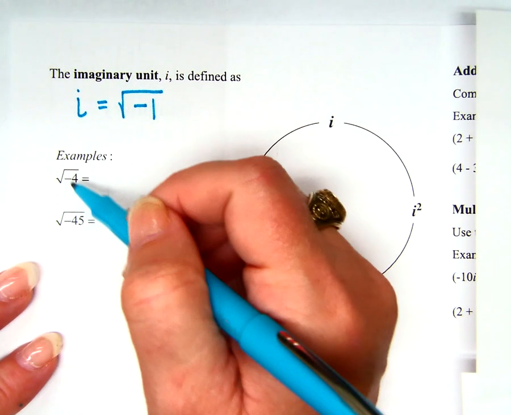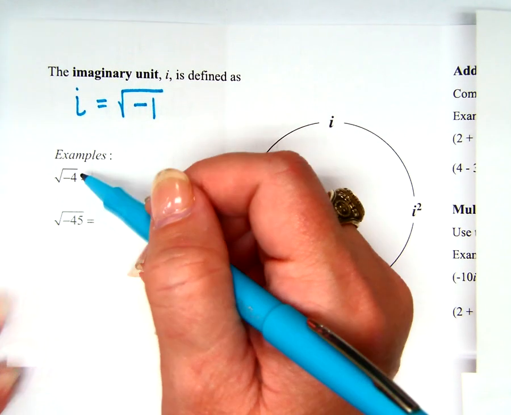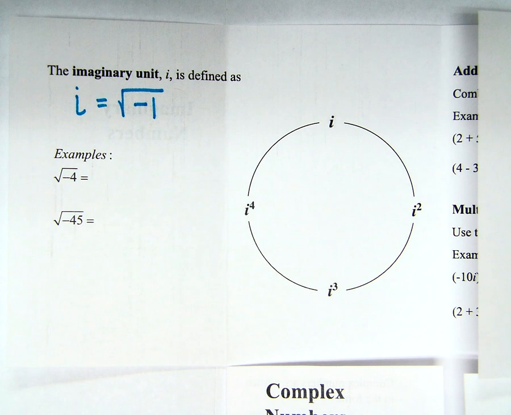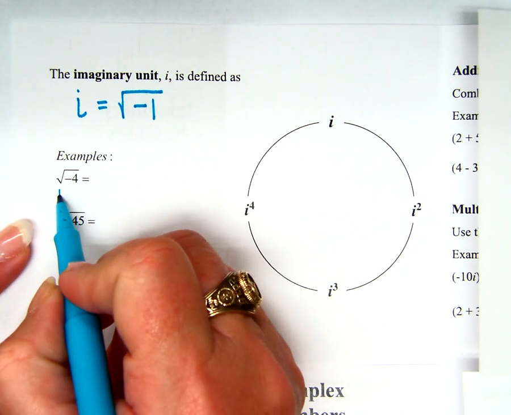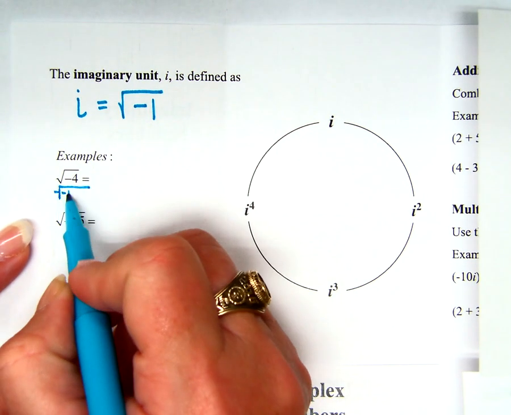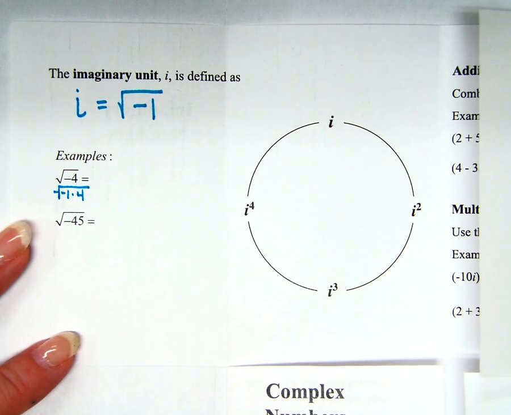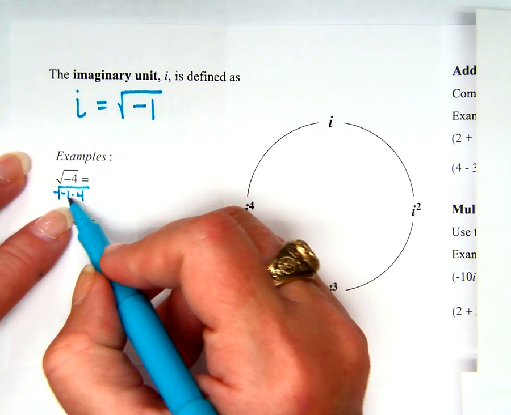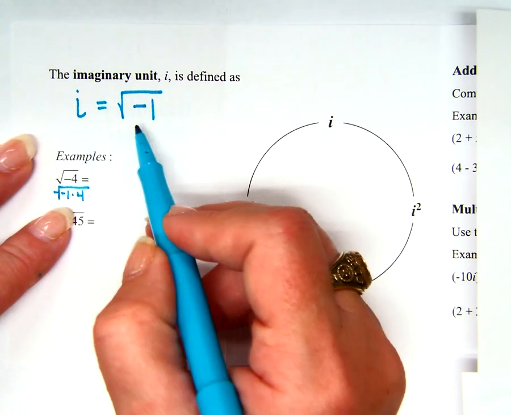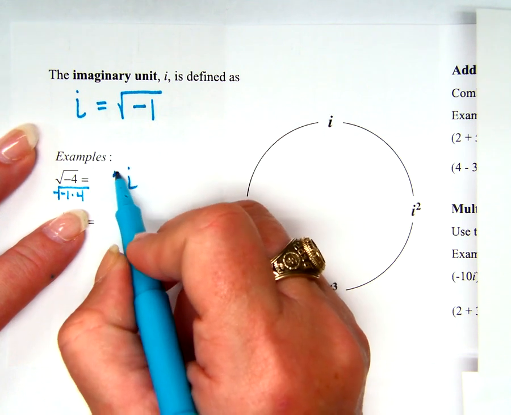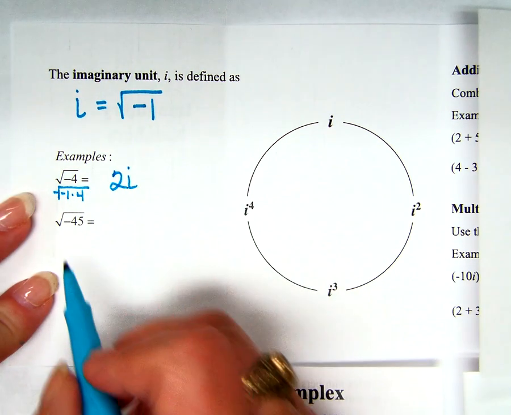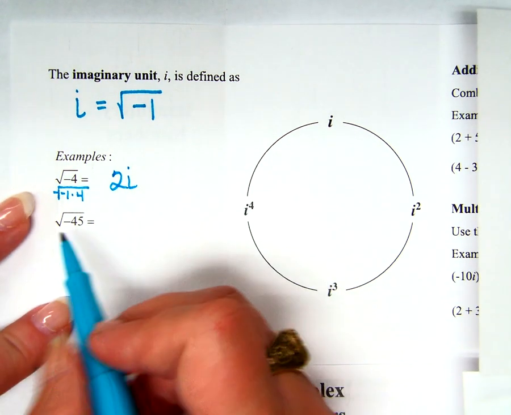Last week you did a lot of practice on simplifying radicals, right? And I said it's for a future date. It's today. Okay? How can I simplify this? I can simplify it as -1 times 4. Well, what's the square root of -1? What did I just tell you? i. And what's the square root of 4? 2.